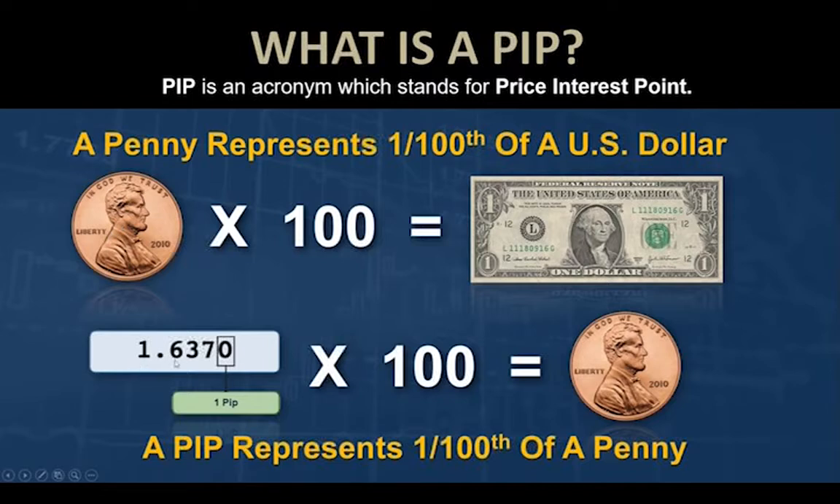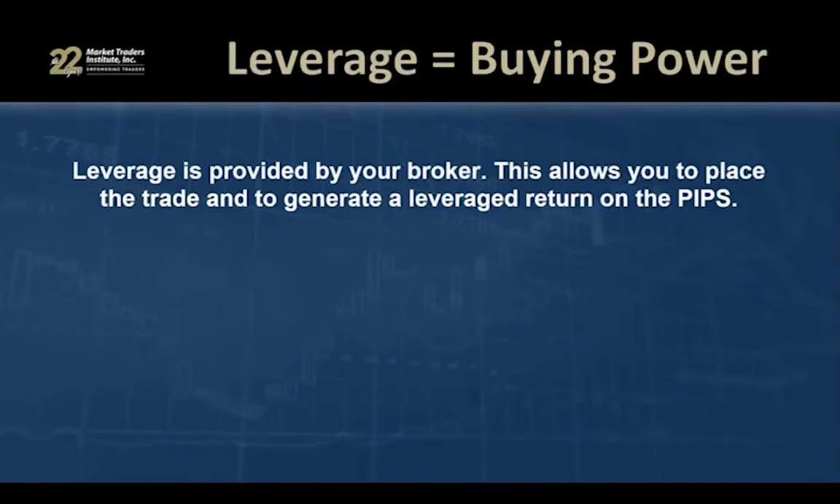If we were to look at this number right here, the first two decimals, the first two spaces past the decimal, these are your pennies. The next two are your pips. So a pip represents 1/100th of a penny. We'll come back and I'll show you what these pips are worth here in just a second. So one more quick thing we need to know before we jump into the charts.